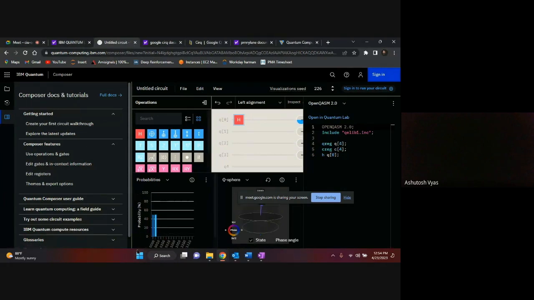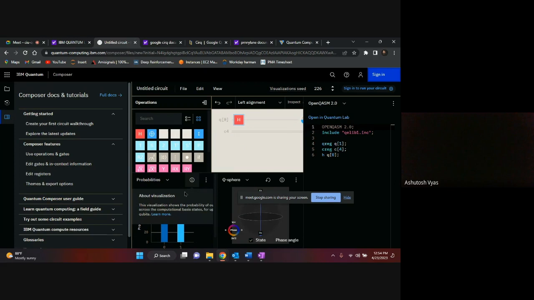You see, now the probability has been equally divided into two states. Let me delete this one also, because I'm just taking a single qubit, right? Let me delete this one also. Now you see, your probability has been divided. So that's what I was talking about, right?